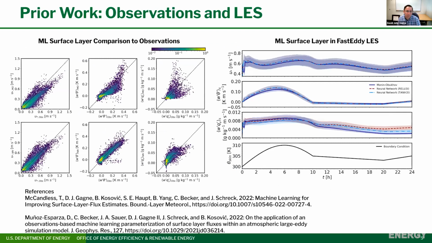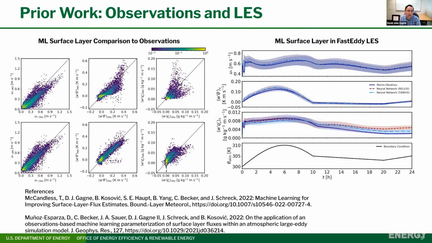So some background on this work. We have two papers that just came out in the past month or so. In the first one, we fit random forest and neural network models to observations of surface layer fluxes and meteorological tower observations in Kabah and Idaho.